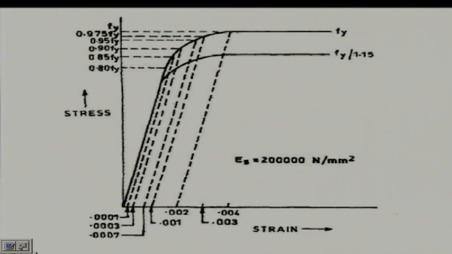Figure 23A of IS 456 is for cold worked deformed bar, high strength, and we shall consider Es, the modulus of elasticity for steel. We shall take this value, and for different strains we can get the stress value. So, for high yield strength deformed bars, we shall take this stress strain curve for steel.